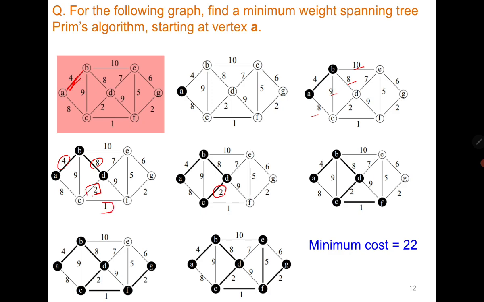One is not allowed because it forms a forest and I am looking for a tree. Now once I reach C, then I can choose 1. Once I reach 1, again I can choose 2. And now it's only E which is remaining. So the minimum weight is 5, and that gives me the minimum weight spanning tree having the minimum cost 22.